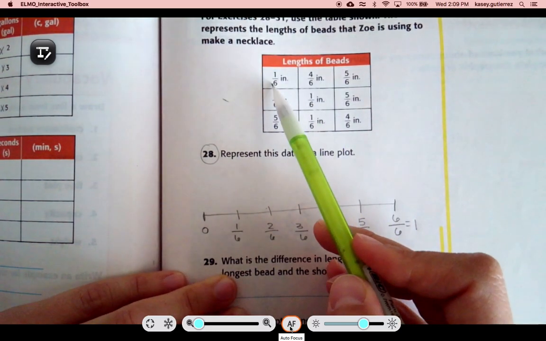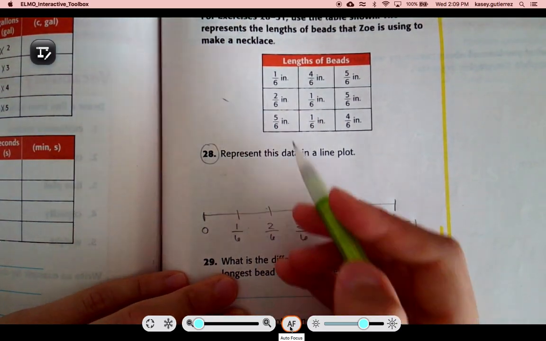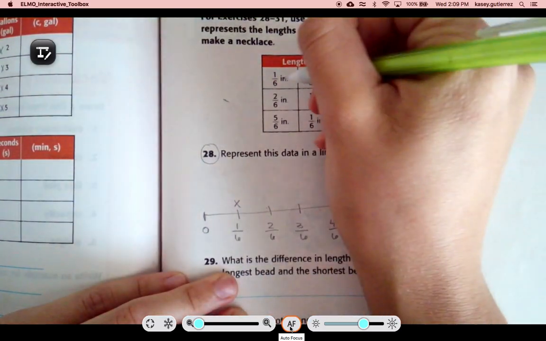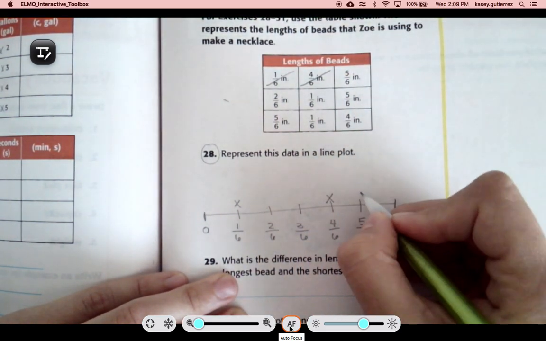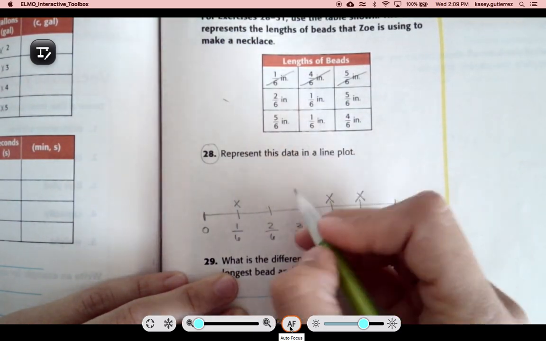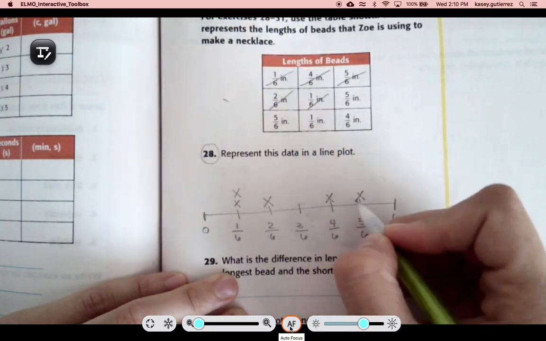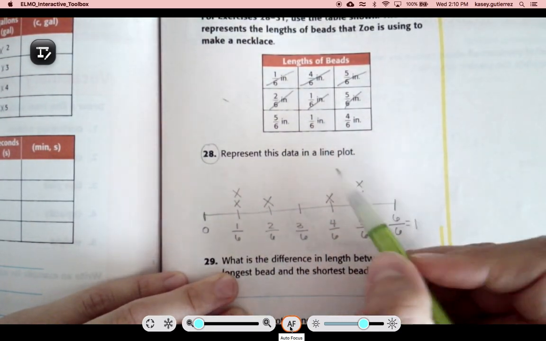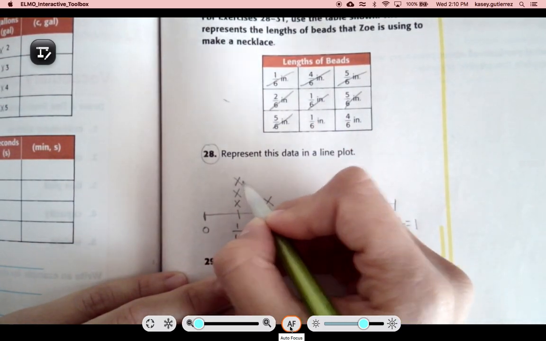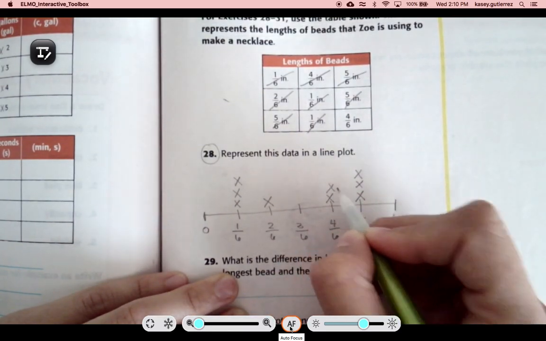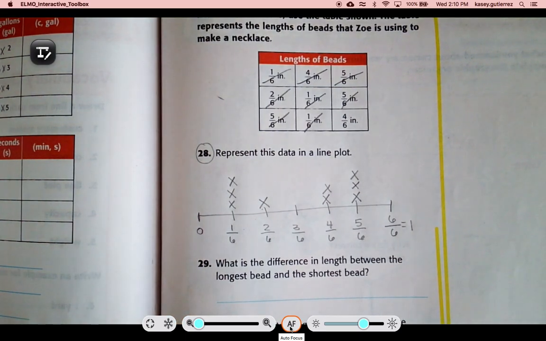And now all I'm going to do is just take the data, plot it. So 1, 6. And cross it out. 4, 6. 5, 6. 1, 6 again. 5, 6 again. 5, 6 again. 1, 6 again. And 4, 6. There's nothing at 3, 6. There's nothing at 6, 6. So we just leave it. All right.